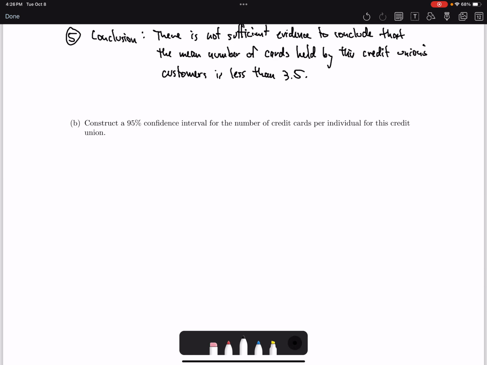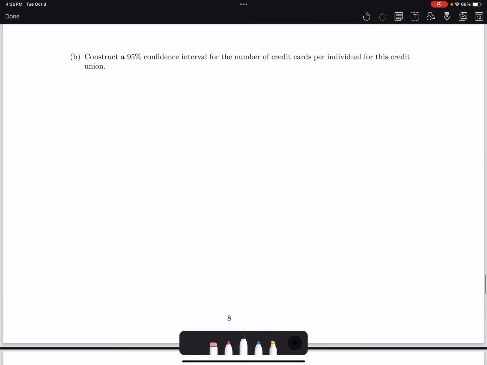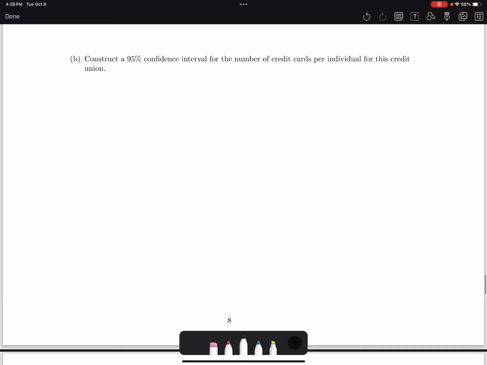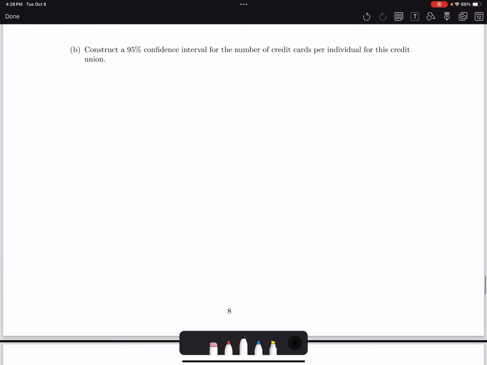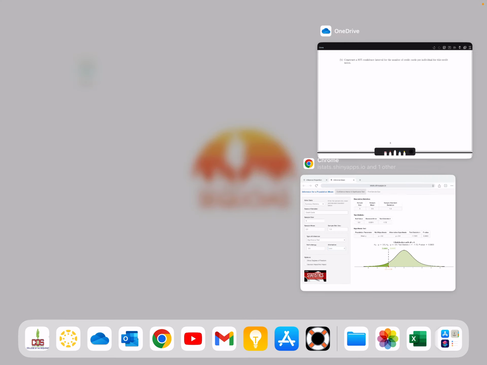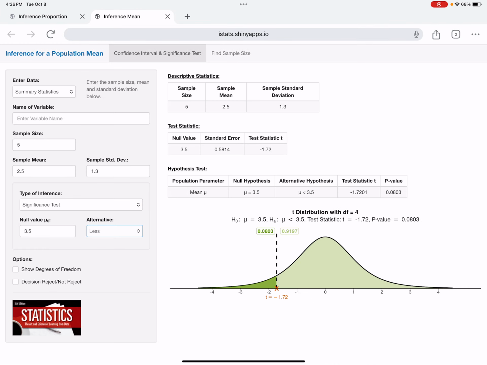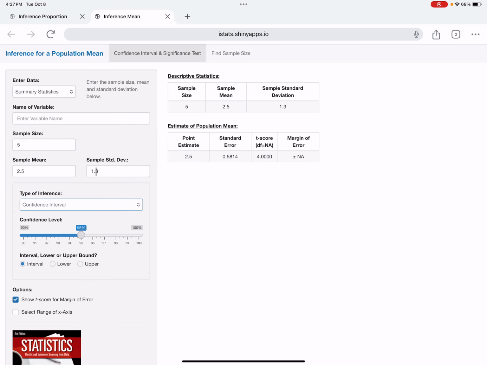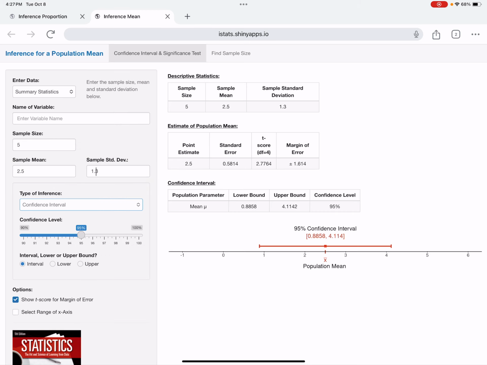Part B says to construct a 95% confidence interval for the number of credit cards per individual for this credit union. So we just want to change the significance test to a confidence interval. And there it is, right? So our 95% confidence interval, somewhere between 0.8858 and 4.114.